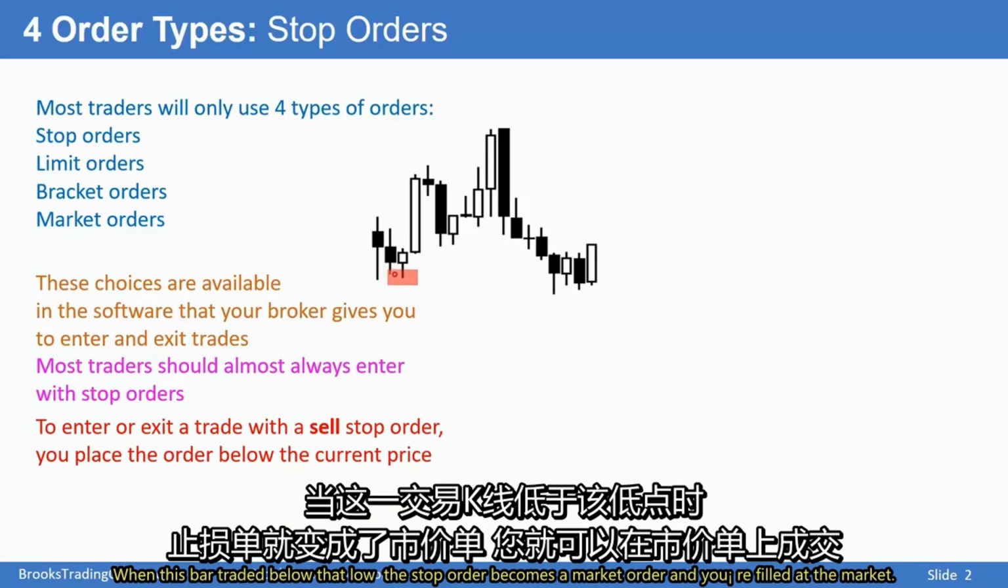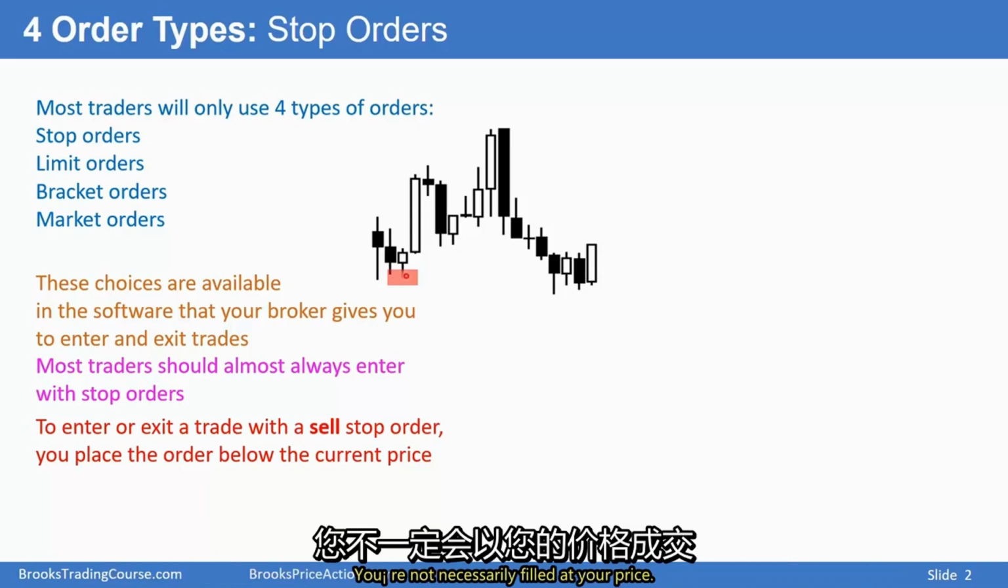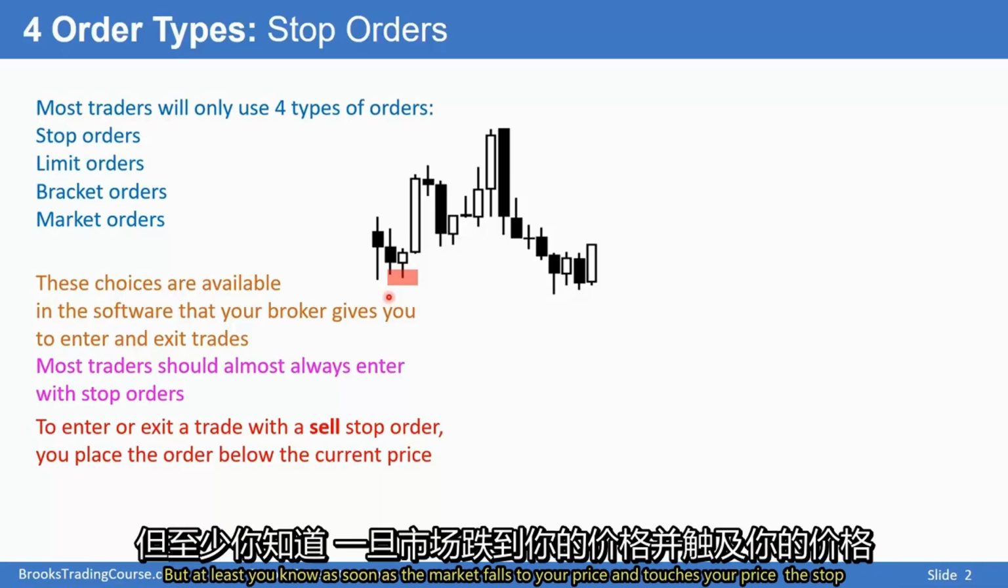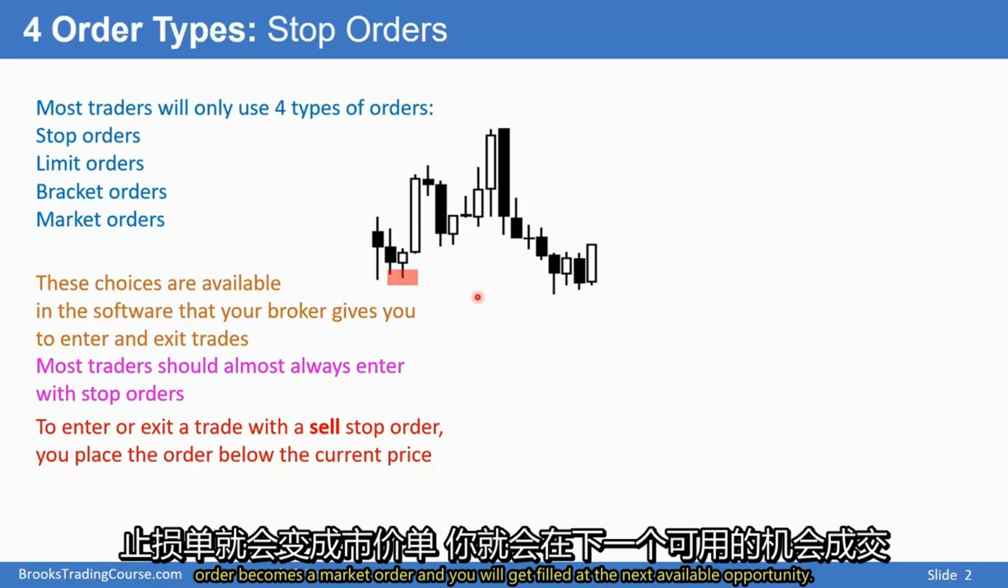When this bar traded below that low, the stop order becomes a market order and you're filled at the market. You're not necessarily filled at your price. Sometimes the market will fall several ticks or pips below your price and then fill you, but at least you know as soon as the market falls to your price and touches your price, the stop order becomes a market order and you get filled at the next available opportunity.